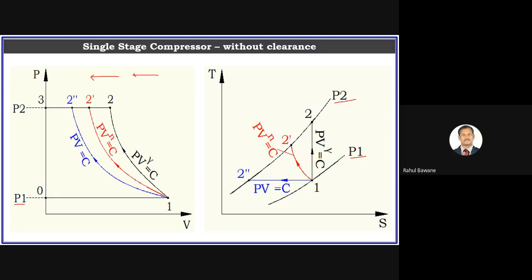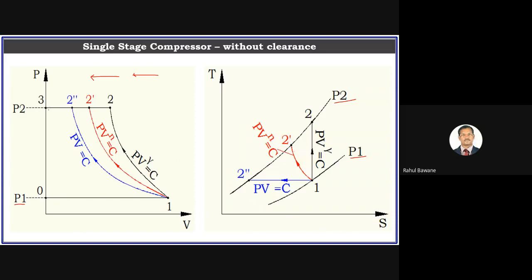This is our compression process, isothermal compression. But both are not possible. We always get the mean value of these two processes. So this is our polytropic process, where PV raised to the power n is constant and we reach from pressure P1 to P2, and our curve or process will follow 1 to 2 dash.